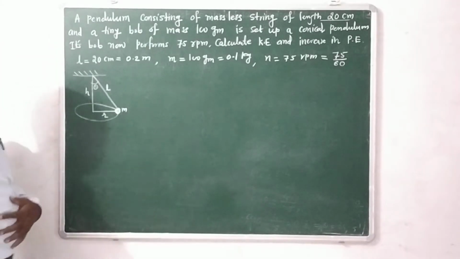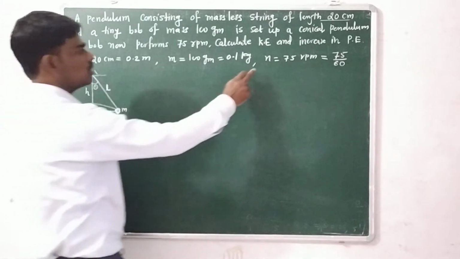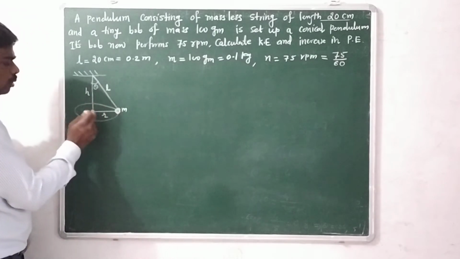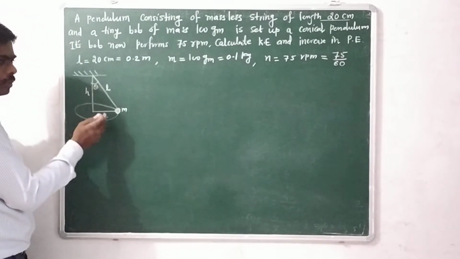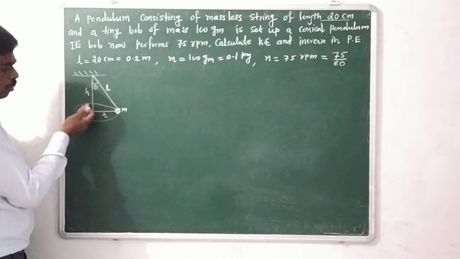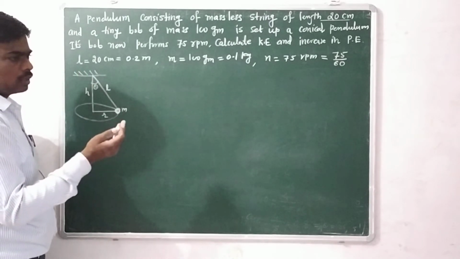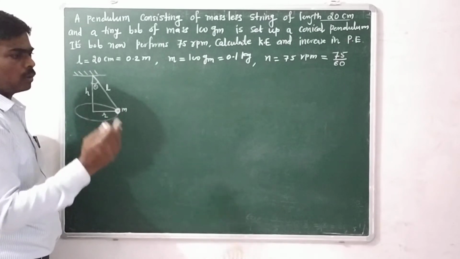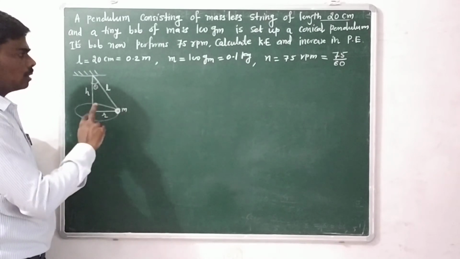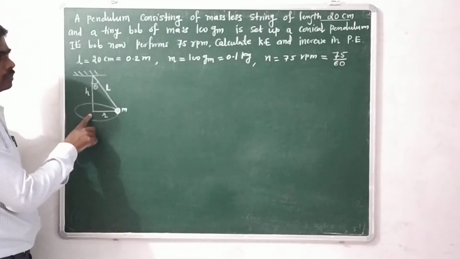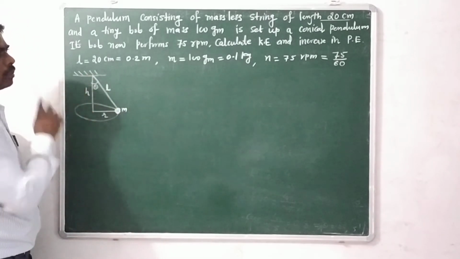If the bob now performs 75 RPM. RPM is the unit of frequency, so the frequency is given to you. The bob is performing circular motion. In a conical pendulum, the object is performing circular motion at its bottom, and in a simple pendulum, the object is performing to and fro motion about its mean position. So remember the difference between conical pendulum and simple pendulum. In this problem, the condition is for a conical pendulum.